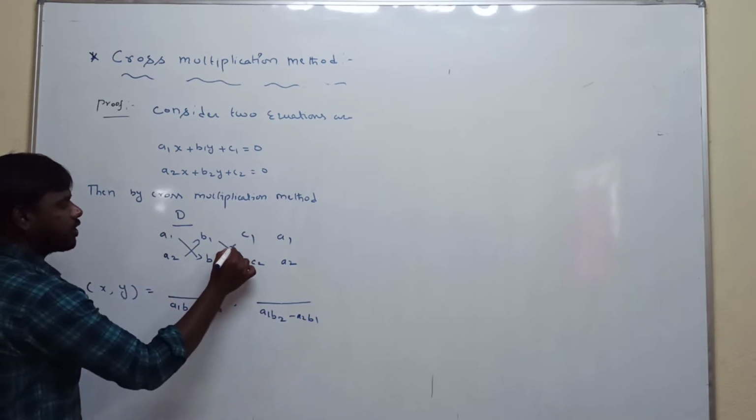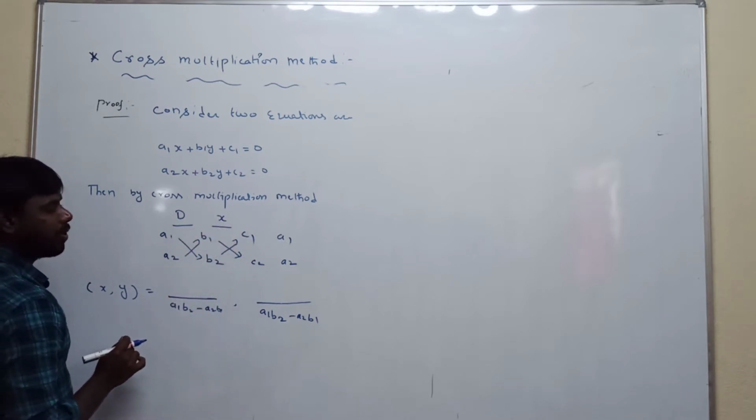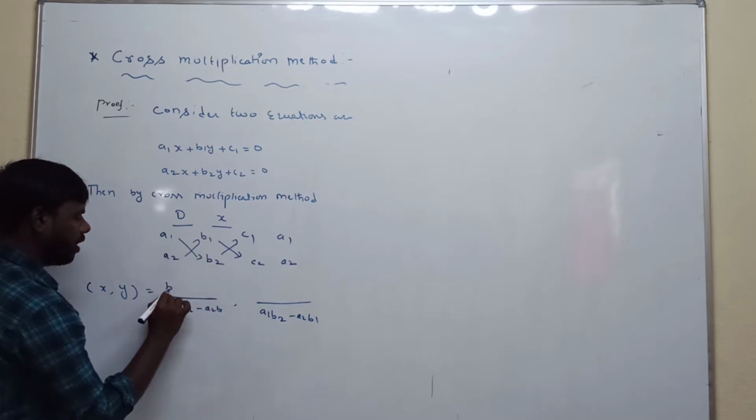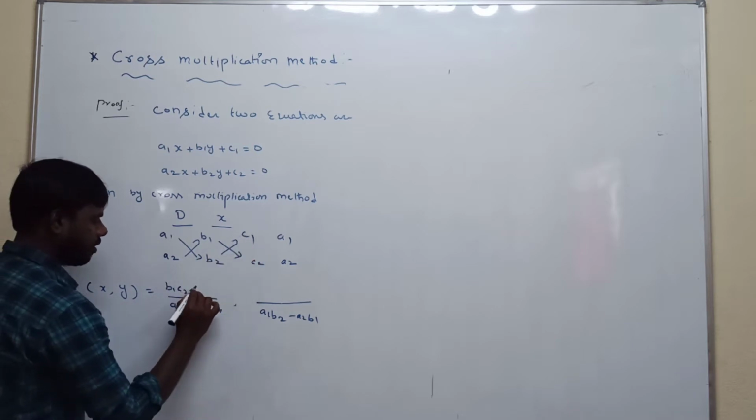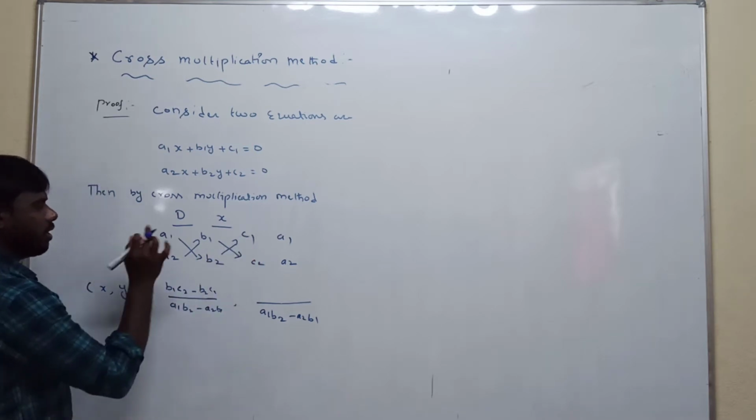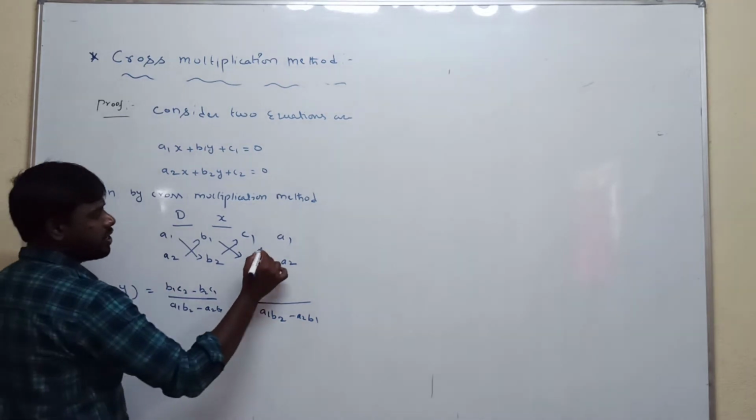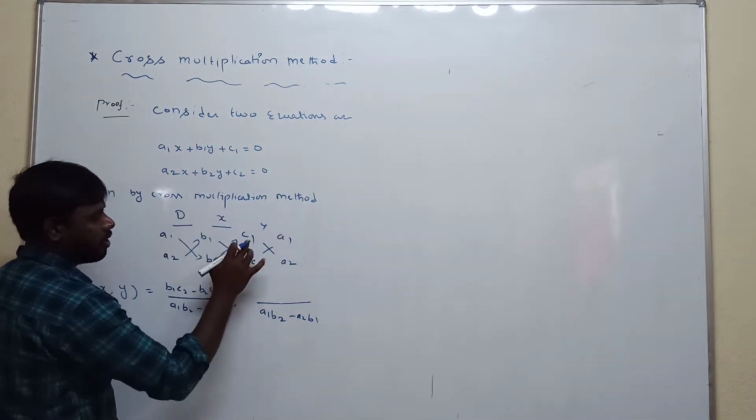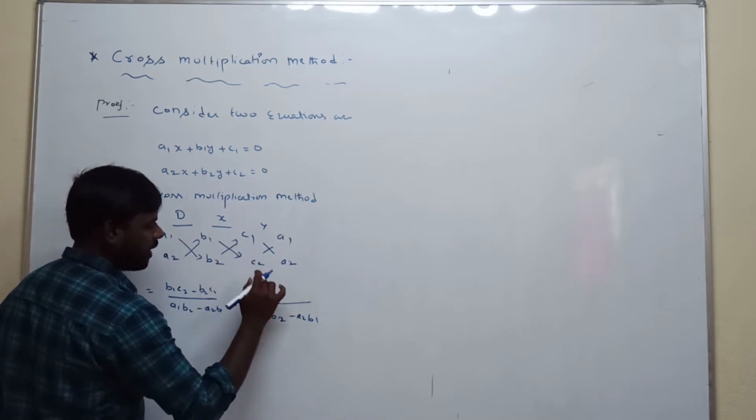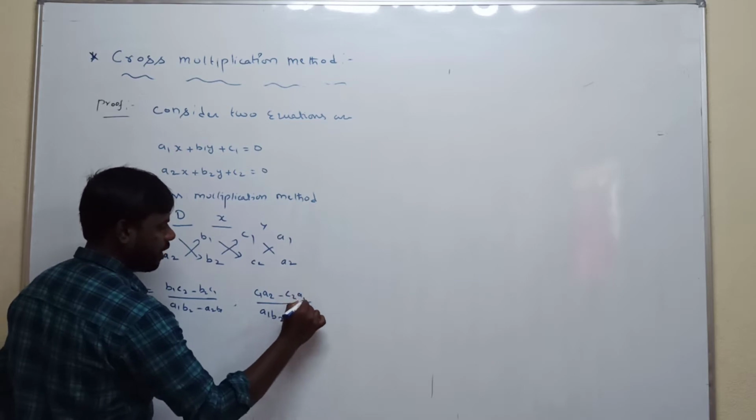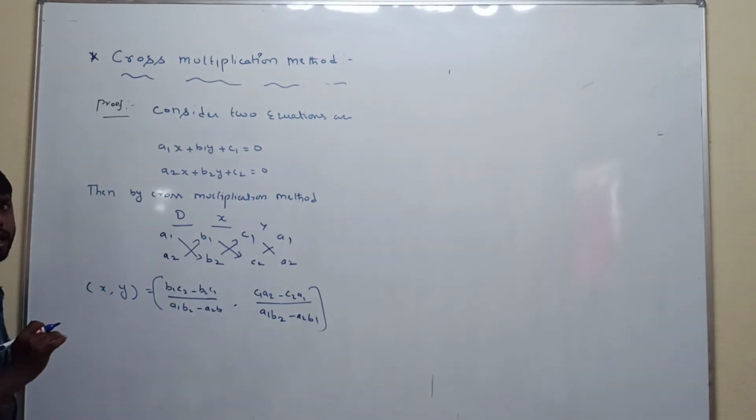This one you can write as the x numerator. Applying the cross multiplication method, b1 c2 minus b2 c1 is written in the x numerator. Everyone understood this step? This one is written in the denominator, and this one in the x numerator. Next, this one you can write as the y numerator. Applying cross multiplication, c1 a2 minus c2 a1. So these are the x and y values. This is the x value, and this is the y value.